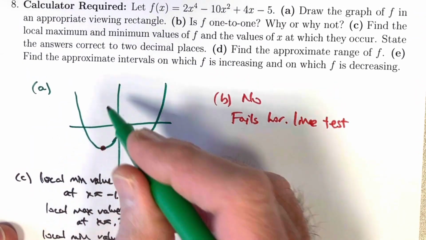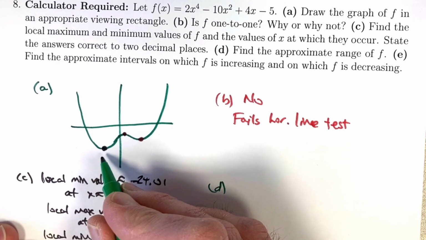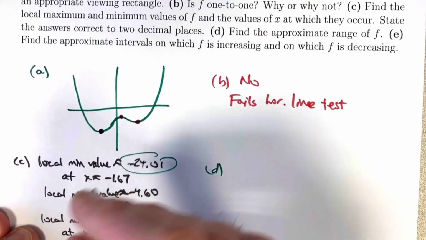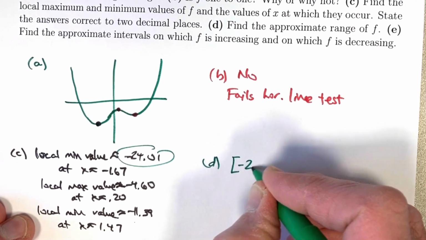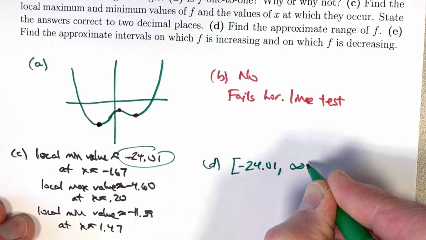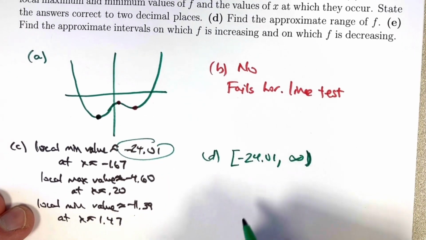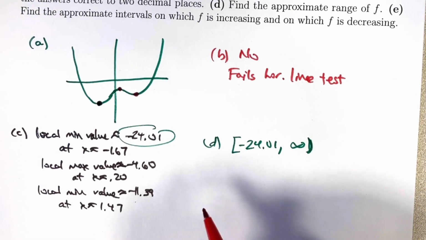What are all the possible y-coordinates? Go from the very most low point here, the global minimum, occurring, that's this value here, and go up forever and ever. The approximate range is about negative 24.01 to infinity. Now this is not exactly right because the exact answers here are going to be irrational numbers, but this is an approximate answer for the range of f. The domain is all real numbers.